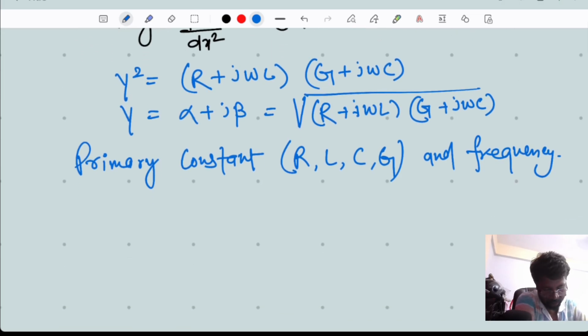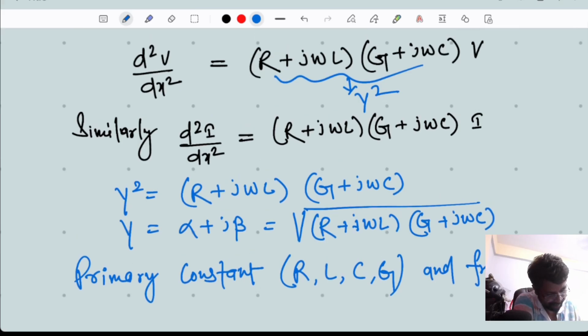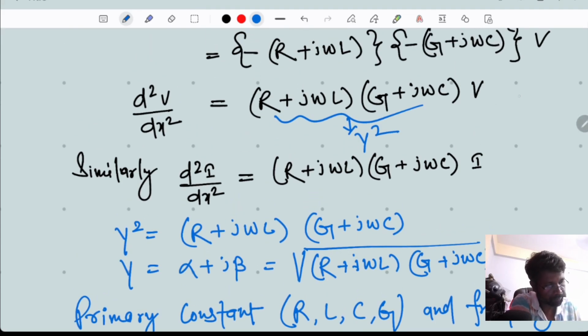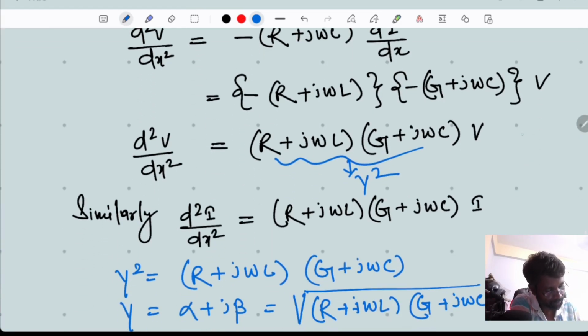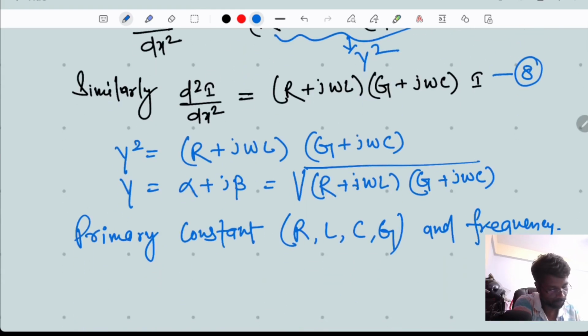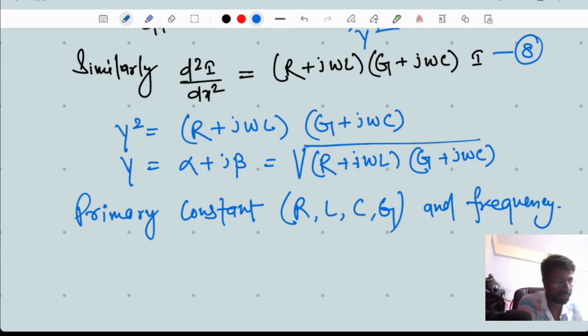Equations number 7 and 8 are homogeneous equations with constant coefficients. So we have to find the solutions of these second order differential equations in terms of voltage or current.